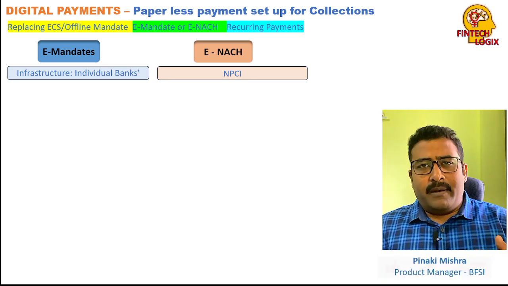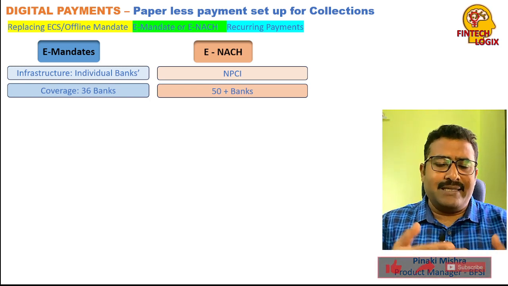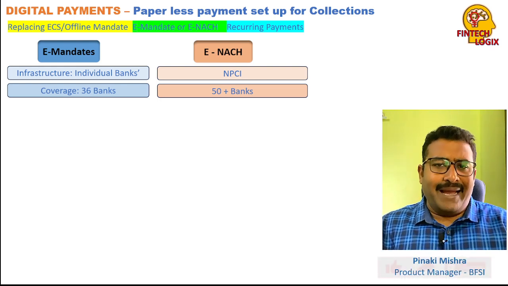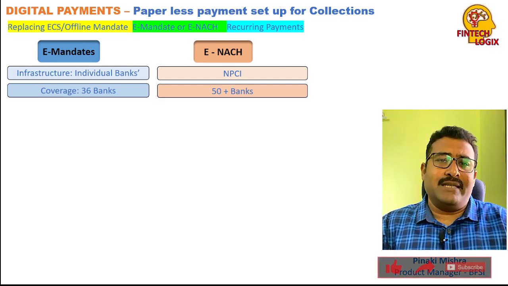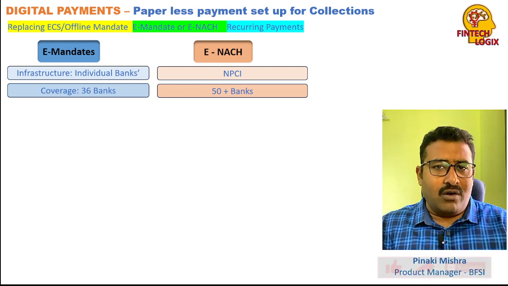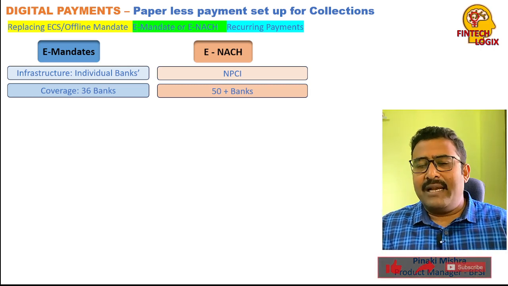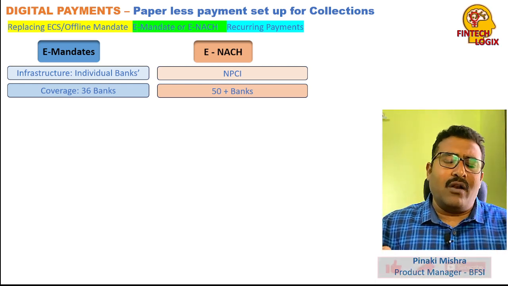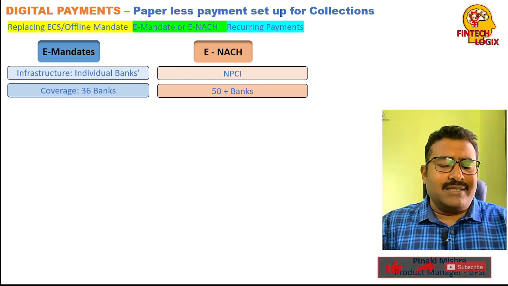Now if you look at the coverage of both these, e-mandates, as it is developed by major banks, we would still see that there are 30 plus banks where e-mandate infrastructure is created. So e-mandate infrastructure, as in you would have the APIs, you would have the authentication system and all to convert. Now in case of e-NACH, because NPCI has integrated with a lot more banks, officially the number is 50 plus, but there are a lot more than this who are also utilizing NPCI for setting up the payments.